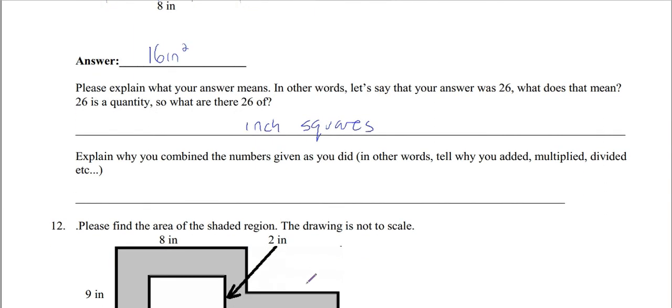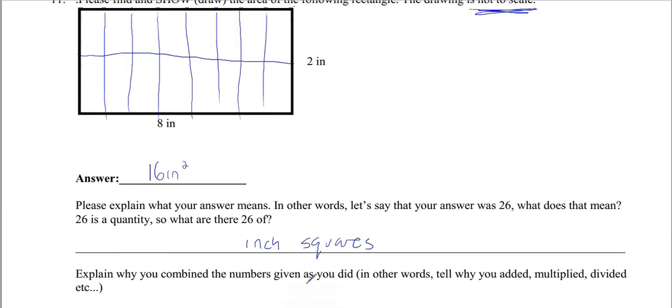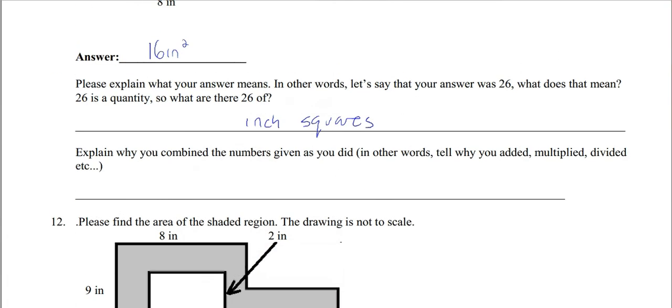Explain why you combine the numbers as given. Why did I not add 8 and 2? Why did I not subtract 2 from 8? Why did I do what I did? It's because there are 2 rows of 8 squares, right? 2 groups of 8. So that would be a perfectly good explanation: 2 rows of 8 squares. Try to write that a little more legibly this time.